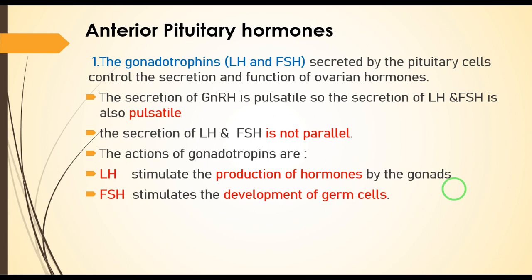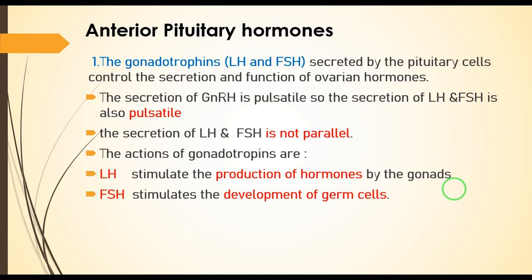The luteinizing hormone usually stimulates hormone production, while the follicle stimulating hormone stimulates the development of the ovarian follicle, the germ cell development, similar to what we talked about in the male reproductive system. We say that the LH stimulates testosterone production, while FSH in the male stimulates spermatogenesis. The hypothalamic hormones and the anterior pituitary hormones are all peptide in nature.